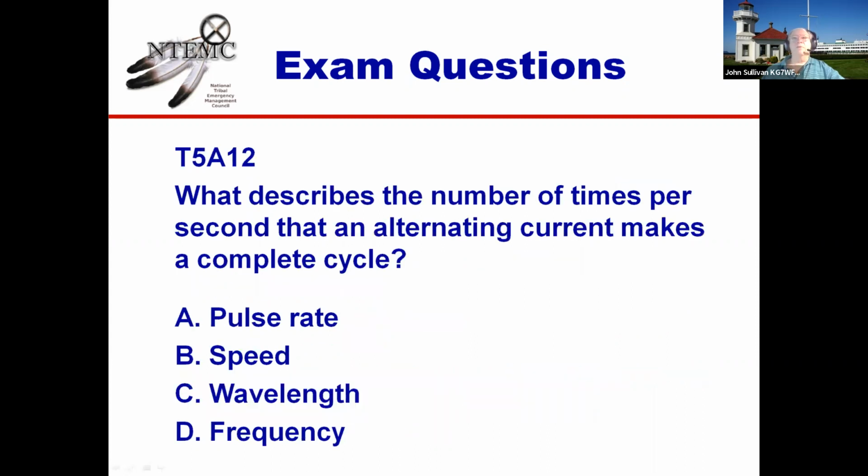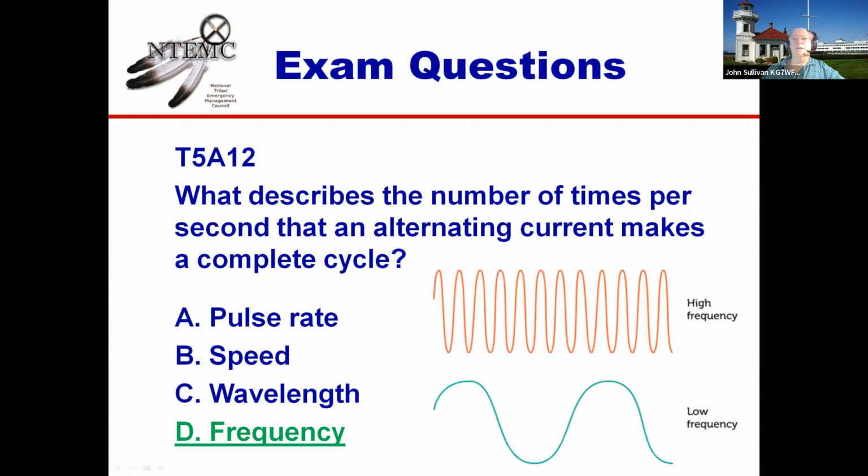What describes the number of times per second that an alternating current makes a complete cycle? Well, that's how frequently it changes, right? So that is a frequency. The higher the frequency, the more wave changes there are. The lower the frequency, the fewer ones.